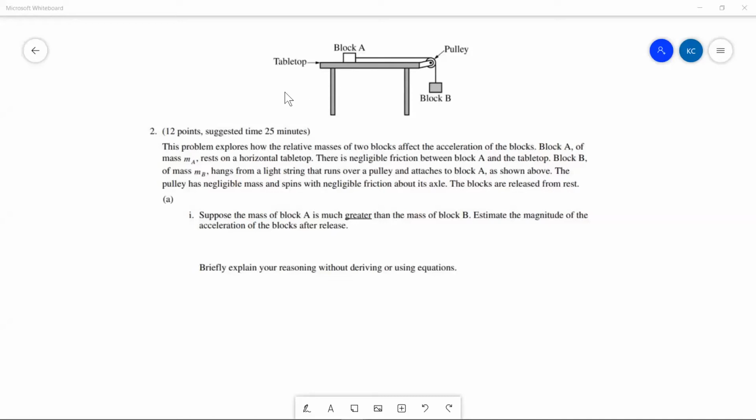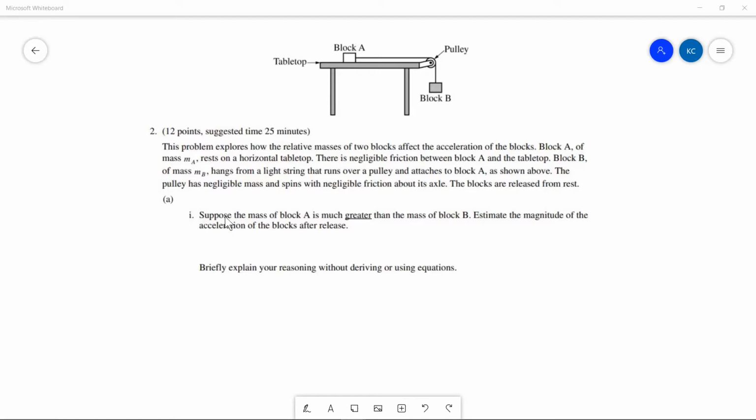2019 AP Physics 1, question number 2. This problem explores how the relative masses of two blocks affect the acceleration of the blocks. Block A, of mass m_A, rests on a horizontal tabletop. There is negligible friction between block A and the tabletop. Block B, of mass m_B, hangs from a light string that runs over a pulley and attaches to block A, as shown above. The pulley has negligible mass and spins with negligible friction about its axle. The blocks are released from rest.